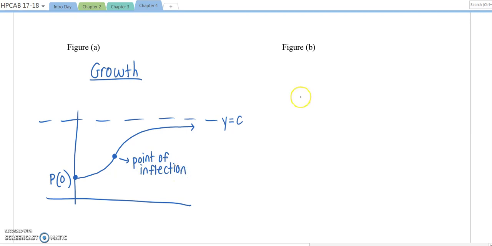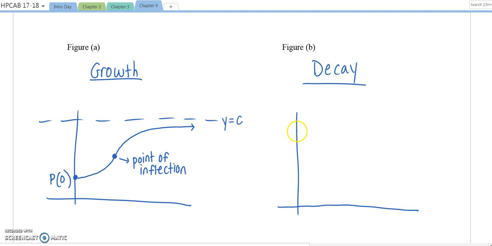If we're dealing with decay, it's still a relatively similar graph, except it starts decreasing to a certain point, and then it starts decreasing slower and slower, and it starts approaching y equals 0, which would be basically the lower limit for decay. Still we have an initial value over here, and still we have that same inflection point.